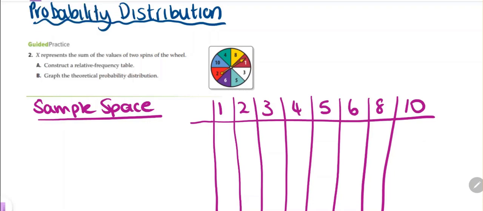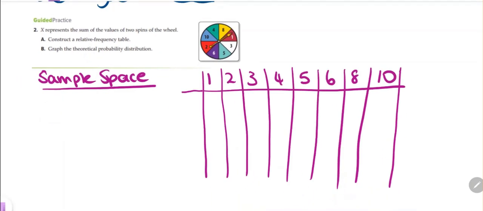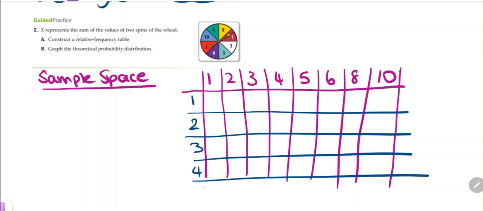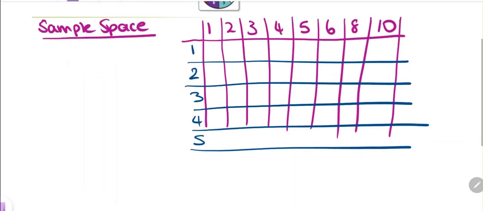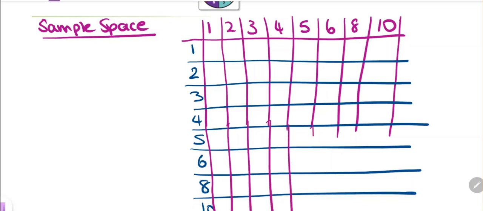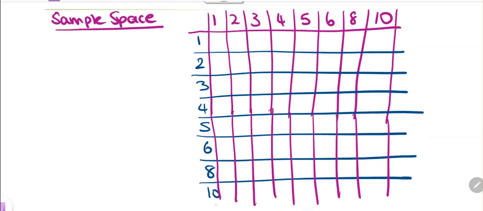And then from spinner number 2, we could have 1, 2, 3, 4, 5, 6, 8, and 10. So if we were to draw these here, this is our possible outcomes. So these are our sums. We're going to be adding our spinners and our scores.